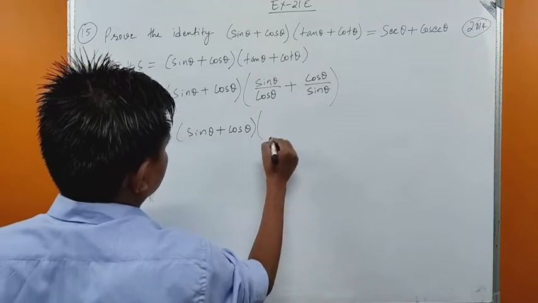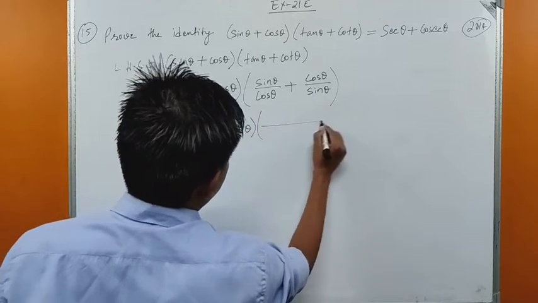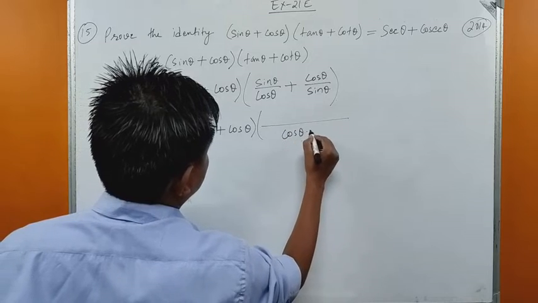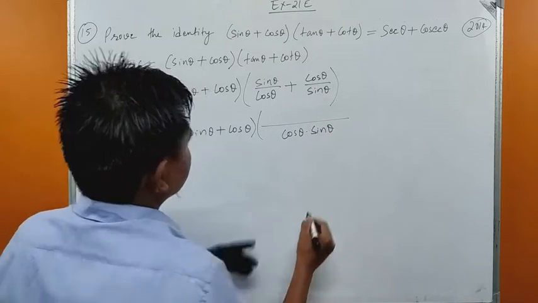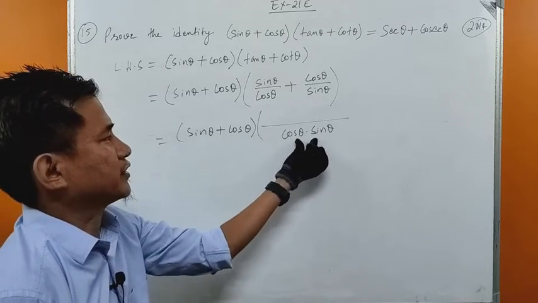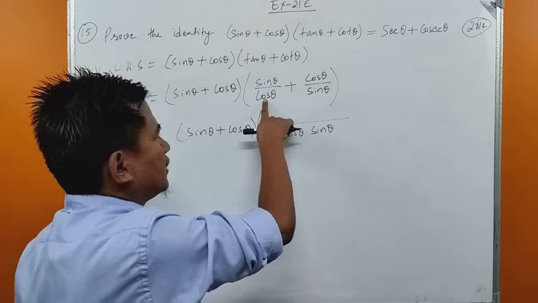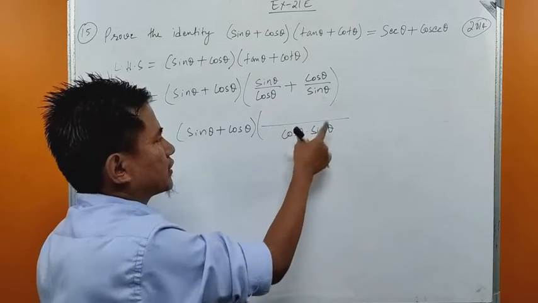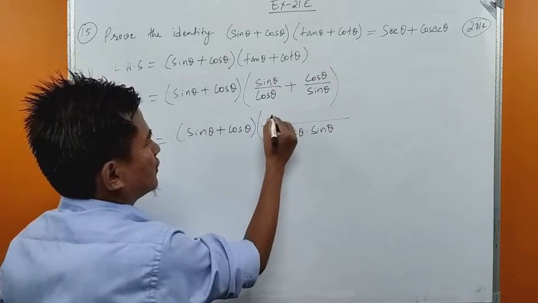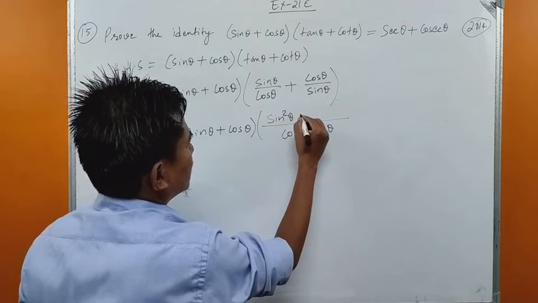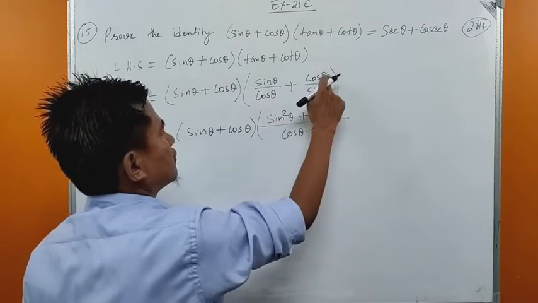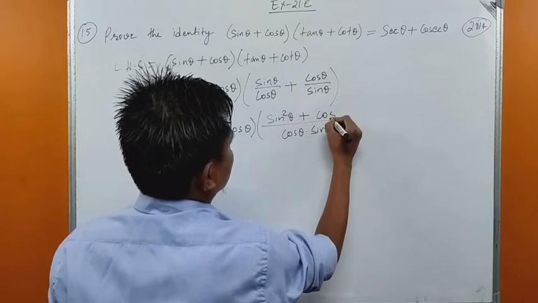We have cos theta and sin theta in the denominator, so we take the LCM, cos theta into sin theta. We multiply these two to take the LCM. So cos theta when multiplied with sin theta gives us sin theta into sin theta, sin square theta, plus sin theta into cos theta gives us cos theta into cos theta, cos square theta.